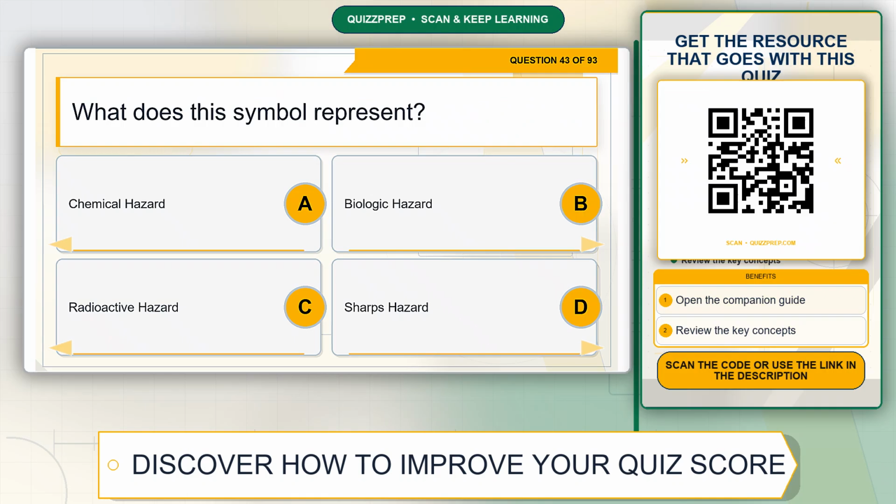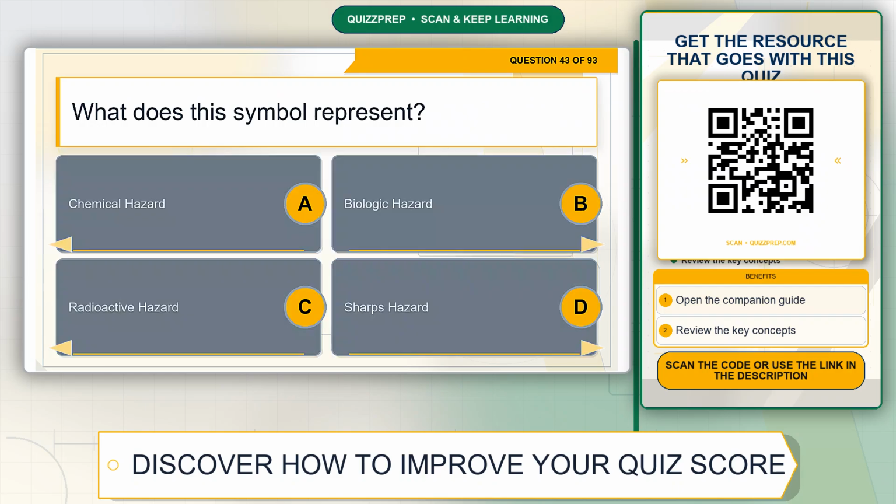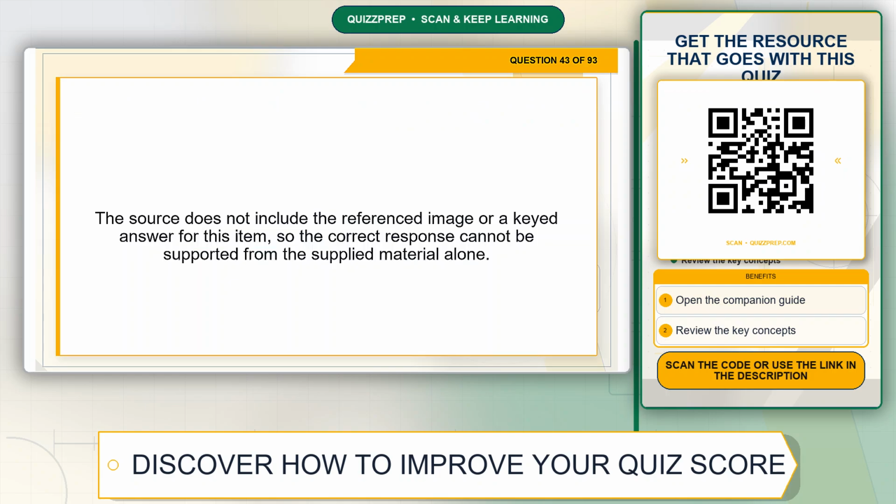Question 43. What does this symbol represent? Option A, chemical hazard. Option B, biologic hazard. Option C, radioactive hazard. Option D, sharps hazard. The correct answer is not shown. Explanation. The source does not include the referenced image or a keyed answer for this item, so the correct response cannot be supported from the supplied material alone.